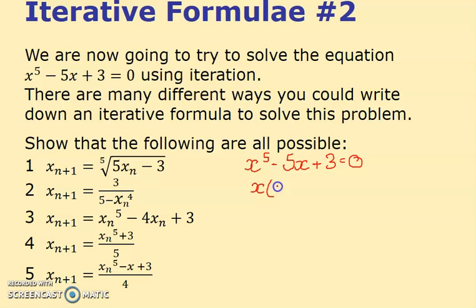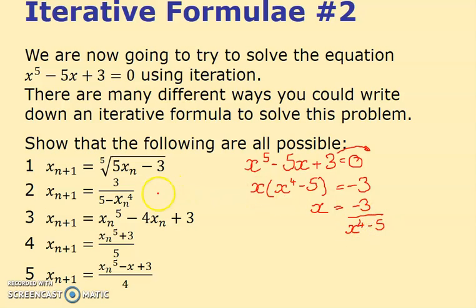So I'm going to write x bracket x to the 4 minus 5, and at the same time they've moved the 3 over there, equals minus 3. So you can see what I've done. I've taken x out as a common factor, moved 3 over, and now I'm just going to divide by that bracket. So x equals minus 3 divided by x to the 4 minus 5.